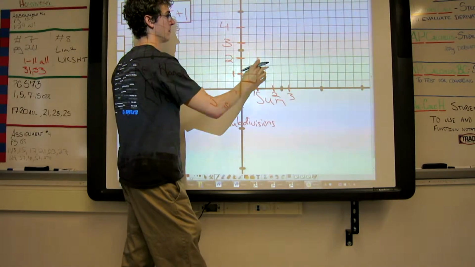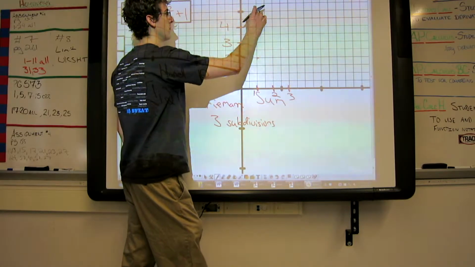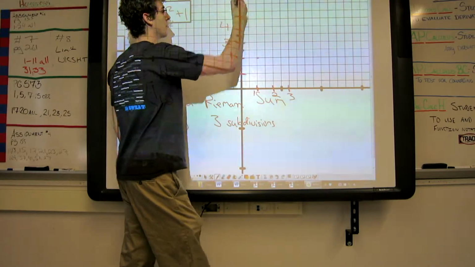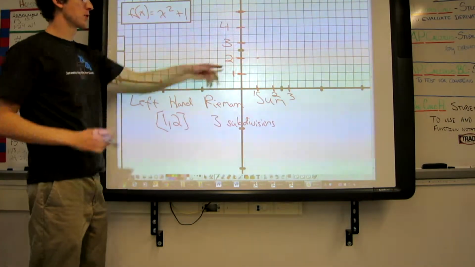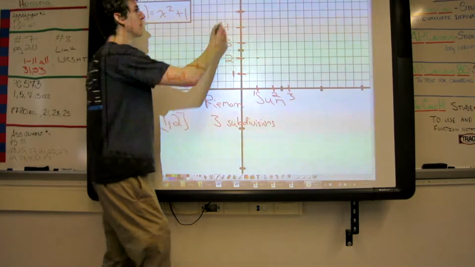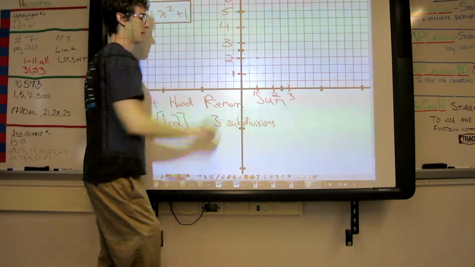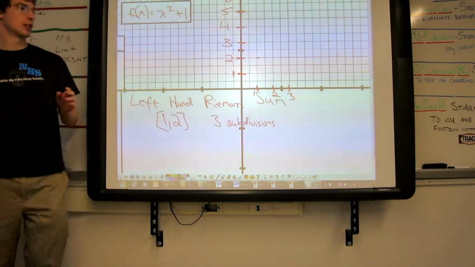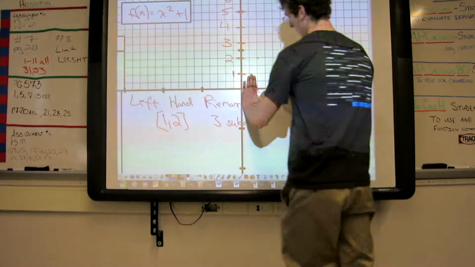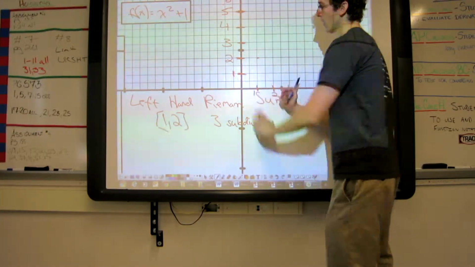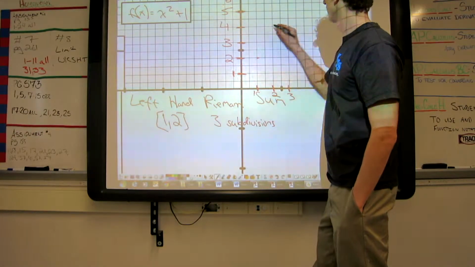Is that 1, 2 relevant to us? Yeah, I'm making my axes. No, it's the interval, you gave us 1, 2. Yeah, very relevant. Because you're going to approximate the area from 1 to 2 under the curve.